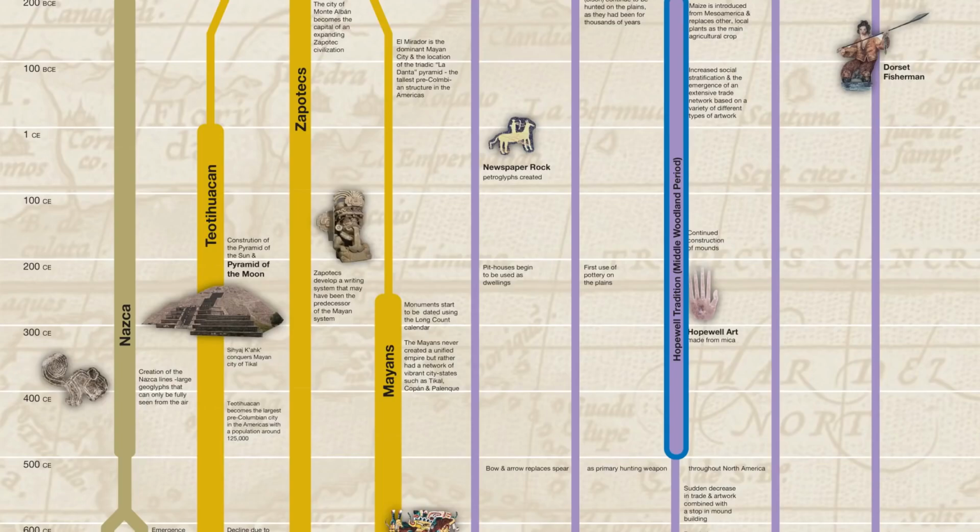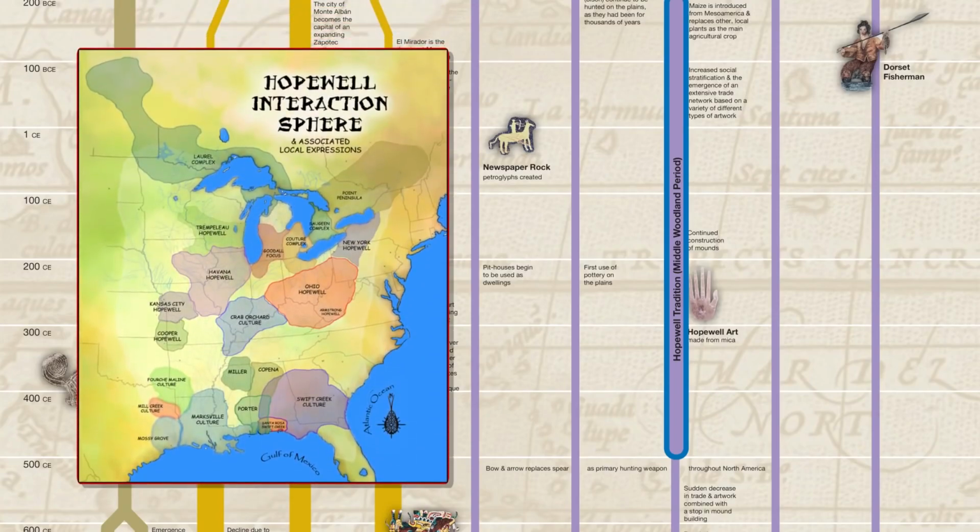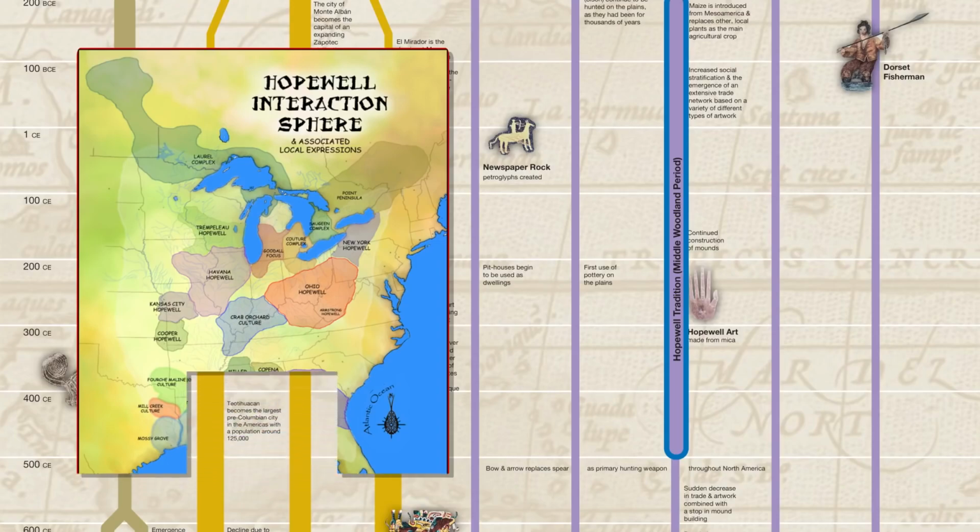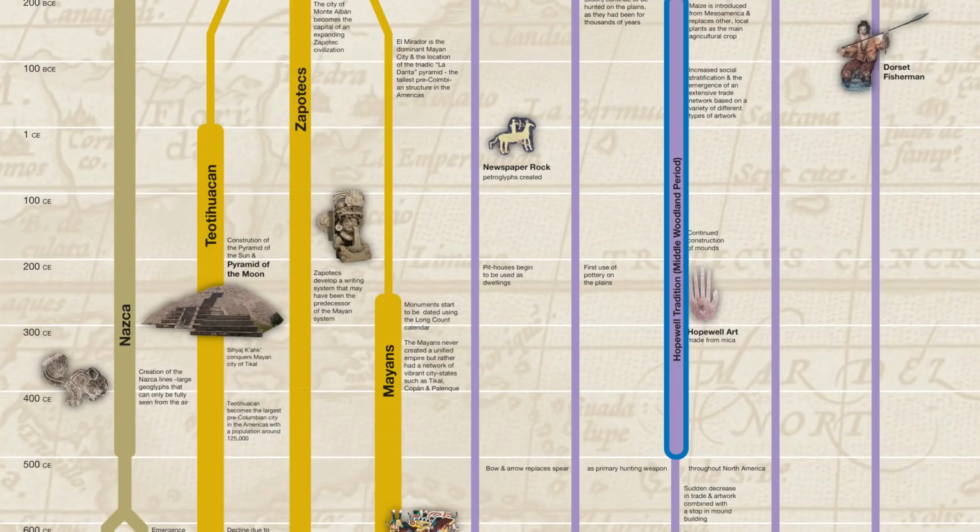This period saw an increase in social stratification, the construction of larger mounds, as well as the development of an extensive trade network, through which many different types of artwork were exchanged. And it was near the end of this period that the bow and arrow was introduced. Prior to this, spears would have been used for hunting, but from this point forward, it was archery.